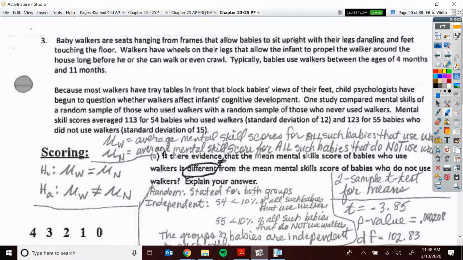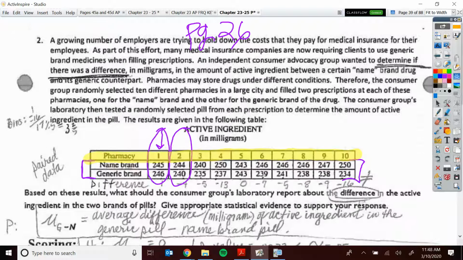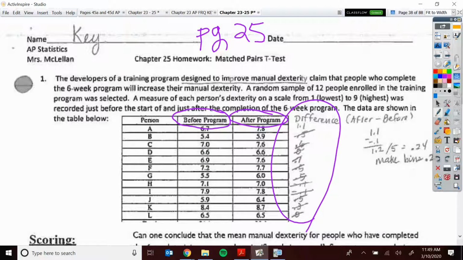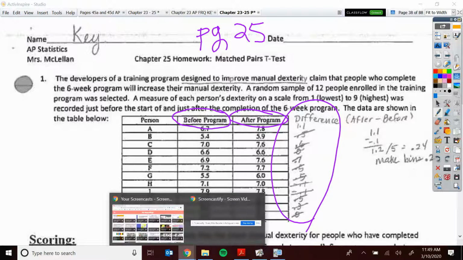But if you look at problem 3 on page 27, this one is two separate means. So this one goes back to two separate means. That's like what you did last night in chapter 24, okay? So see, I've mixed them up. So you're going to have to be continuously aware if we're talking paired or two separate means. All right, so there you go on your homework for that.